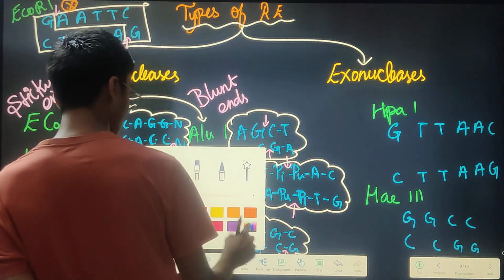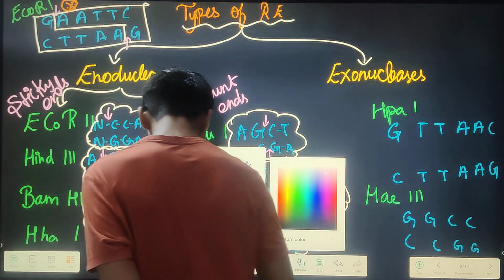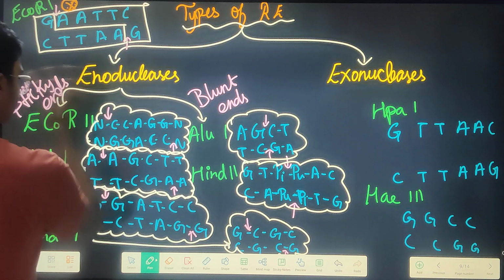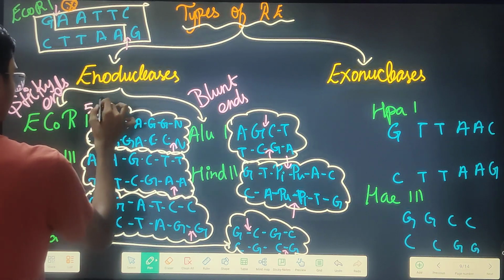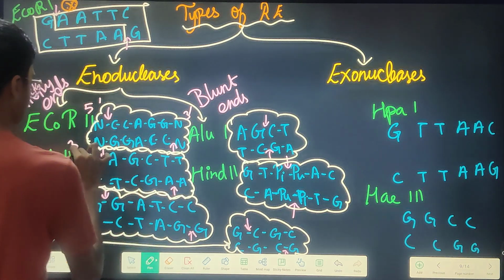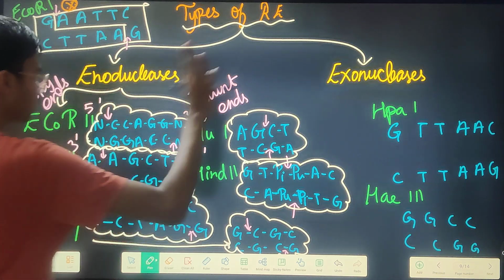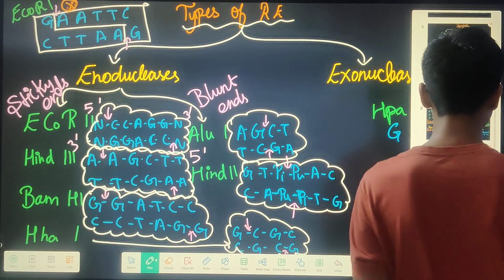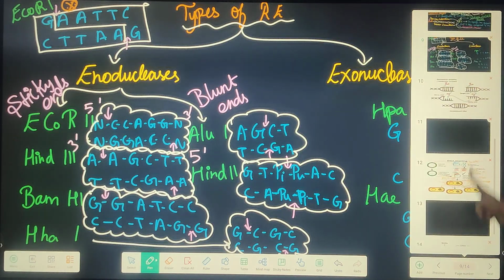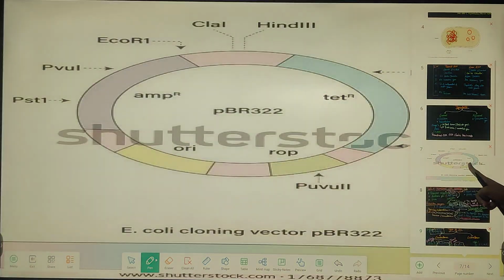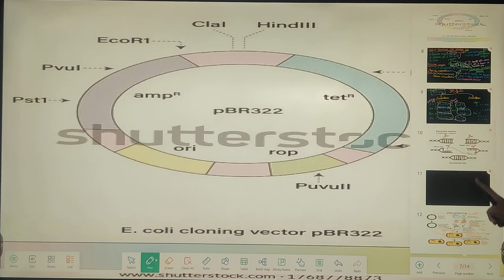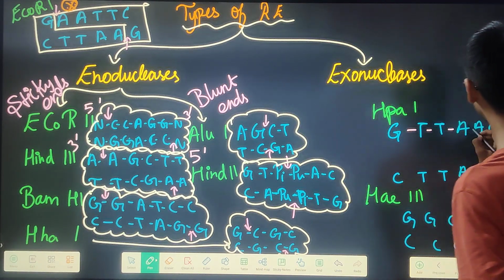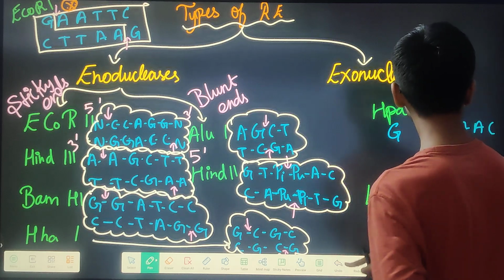By the way, everything over here is actually 5 dash. This side, in the template strand, is 5 dash. This side is 3 dash. This side is 3 dash. This side is 5 dash. Everything, there is no exception in that. But here I've taken it wrongly. Here when I was explaining, I've taken it wrongly. So here, what will be happening? Here it is actually producing only blunt ends.